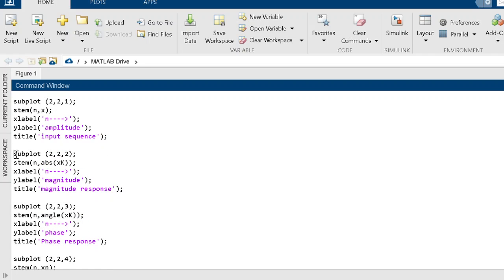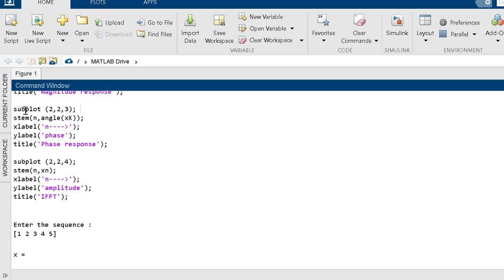Next is for graphing the magnitude response. It has subplot 222, and then the features would be N and the absolute value of the XK, which is the fast Fourier transform. The x-axis label would be this one. The y-axis label would be magnitude, and the title of the graph would be magnitude response.